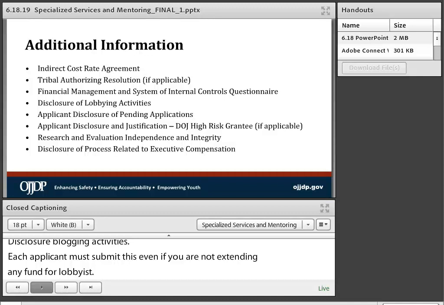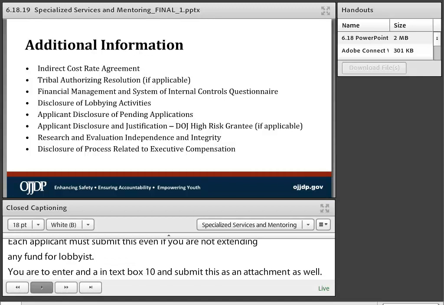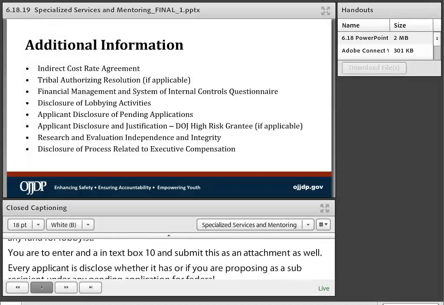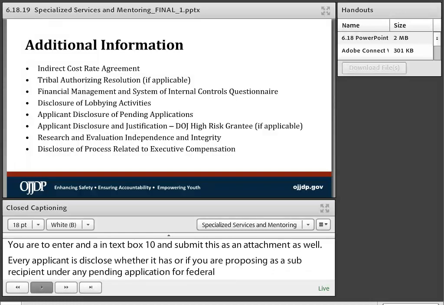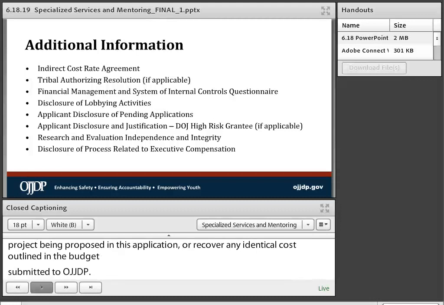Every applicant is to disclose whether it has, or if you are proposing as a subrecipient, any pending application for federal funding or cooperative agreements that, 1, includes requests for funding to support the same project being proposed in this application, or would cover any identical cost items outlined in the budget submitted to OJP as part of the application. So any disclosure of any pending applications that relate to the funding program that we are funding needs to be a separate attachment.